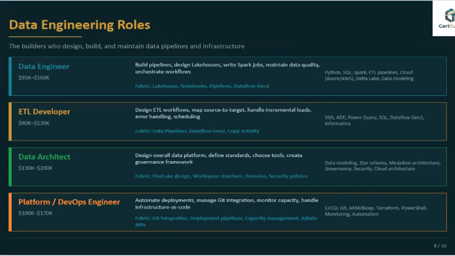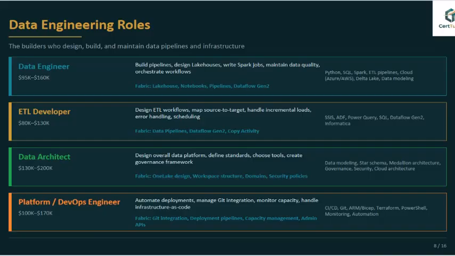Let's discuss data engineering roles. There are different kinds of roles available in the market. The builders who design, build, and maintain data pipelines and infrastructure. These rates are just approximate, but they will give you some idea of the different types of data engineering roles available in the market. Data engineering roles come in different types: data engineer, ETL developer, data architect, platform DevOps.